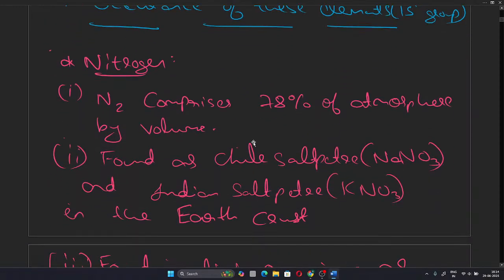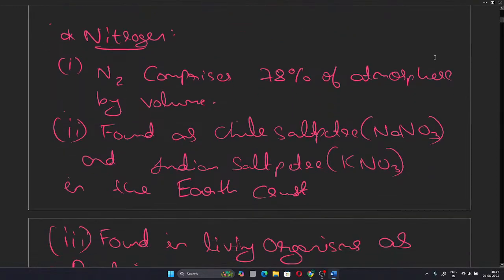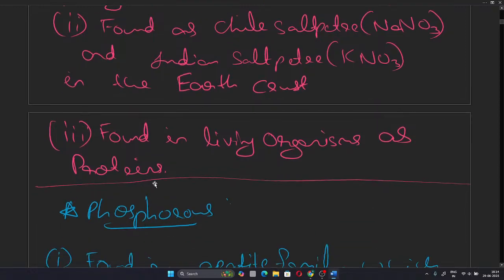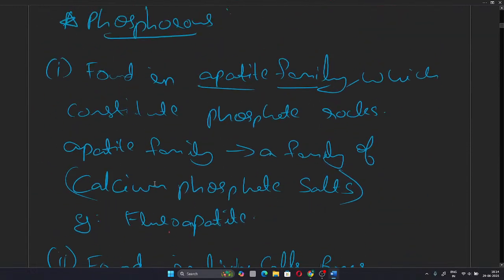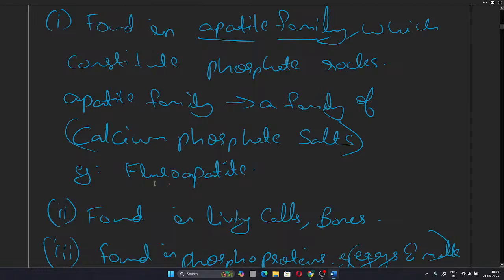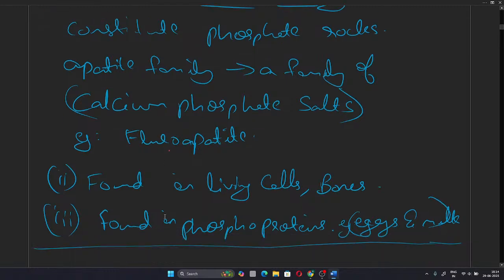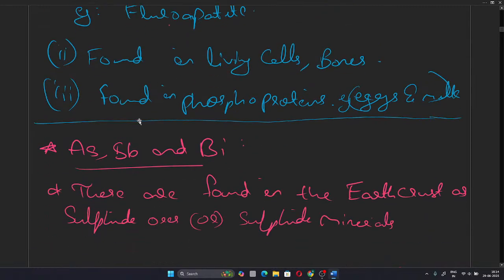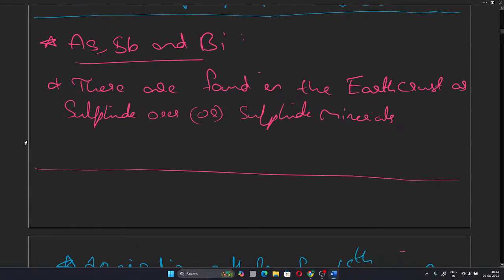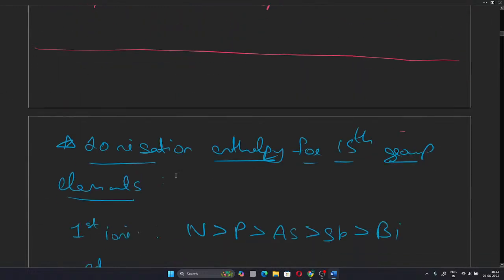Occurrence of these elements: nitrogen is found in the atmosphere, 78% of the atmosphere, found as Chile saltpeter, sodium nitrate, and Indian saltpeter, potassium nitrate, in the earth's crust, and found in living organisms as proteins. Phosphorus is found in calcium salts of the apatite family, which constitute phosphate rocks, for example fluorapatite, and in living cells, bones, and phosphoproteins in eggs and milk. Arsenic, antimony, and bismuth are found in the earth's crust as sulfide ores or sulfide minerals.